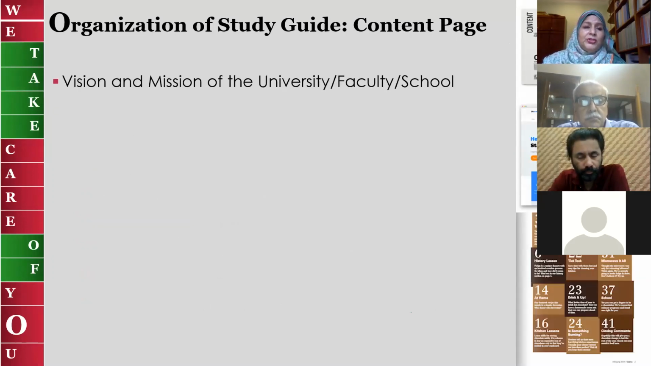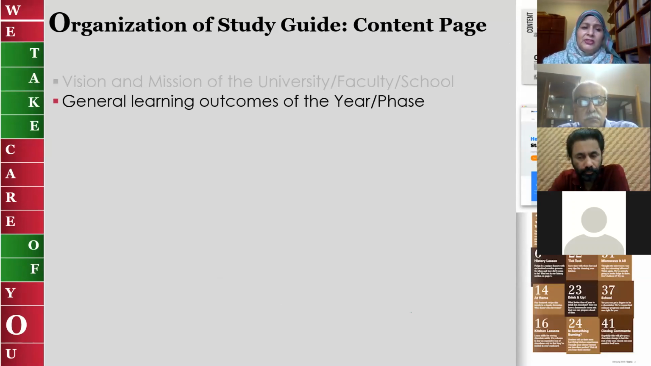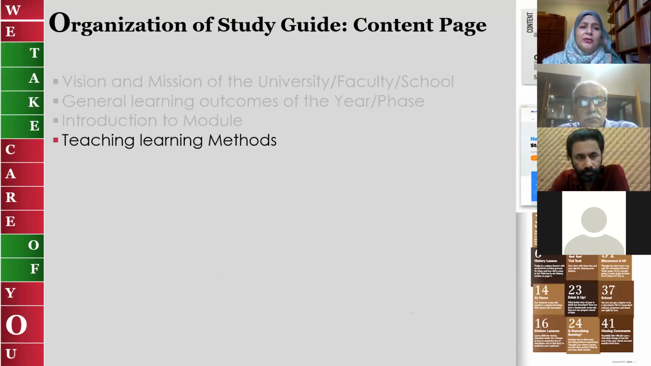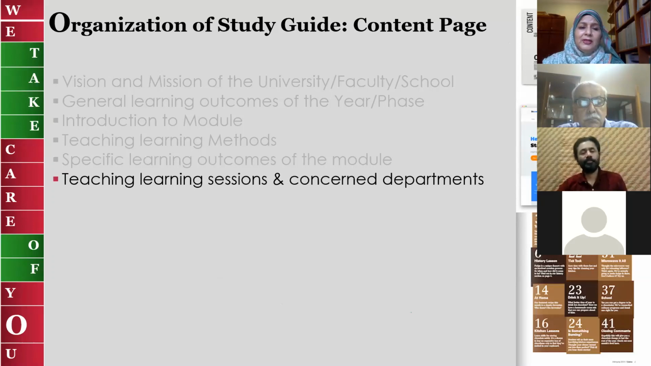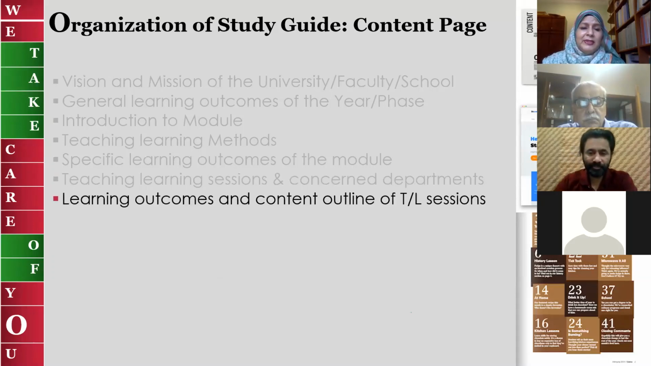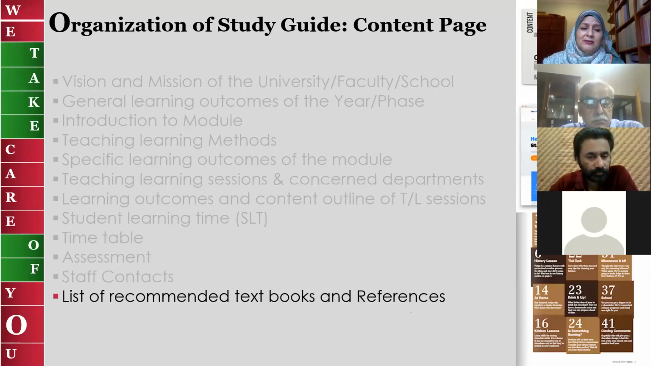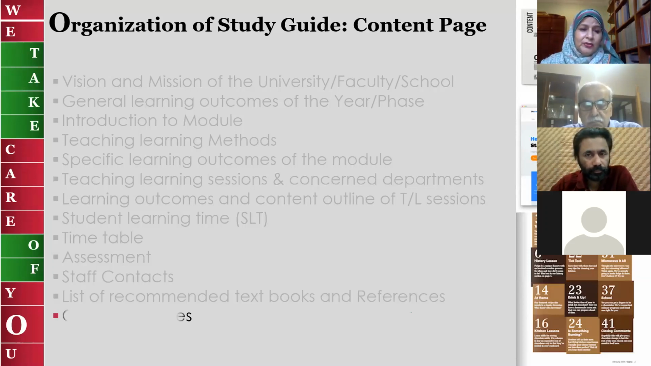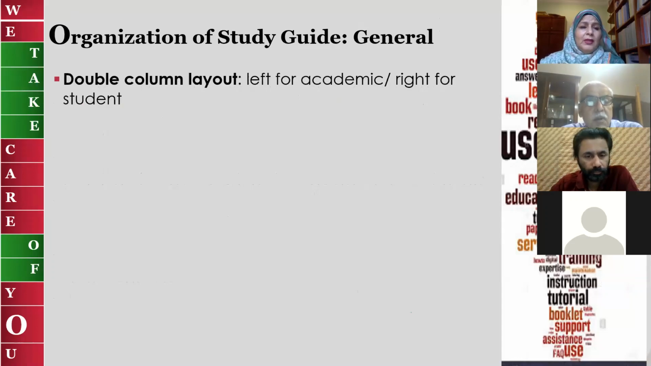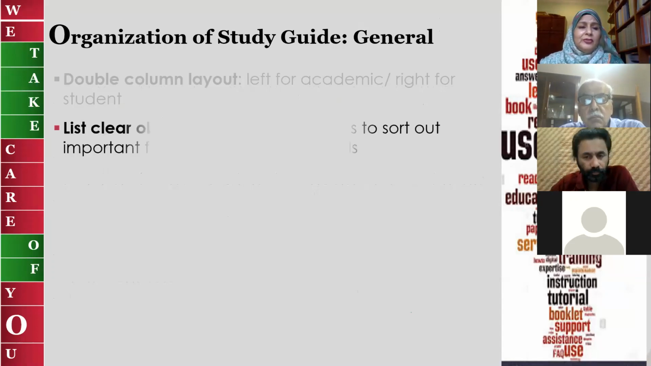Then in the content page, you can have the vision, mission, the general learning outcomes, introduction to module, teaching learning methods, specific learning outcomes, concerned departments, outlines, student learning time, timetable, assessments, staff contacts, and a list of recommended textbooks and references. The list goes on. It depends upon how much information you want to give to the students and how much you want to keep the control in your own hands. Usually the double column layout I've told before, the left for academic and right for the students.